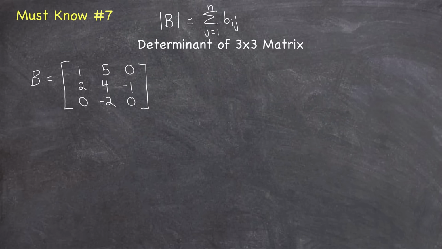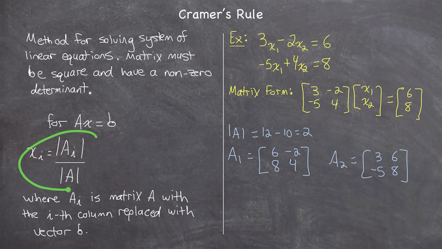And when I solve for x2, I'm going to need matrix A2. Matrix A2 is just matrix A, but its second column is replaced with the constant vector. Its first column stays the same, but its second column changes to 6, 8. And now let me go ahead and use this formula.